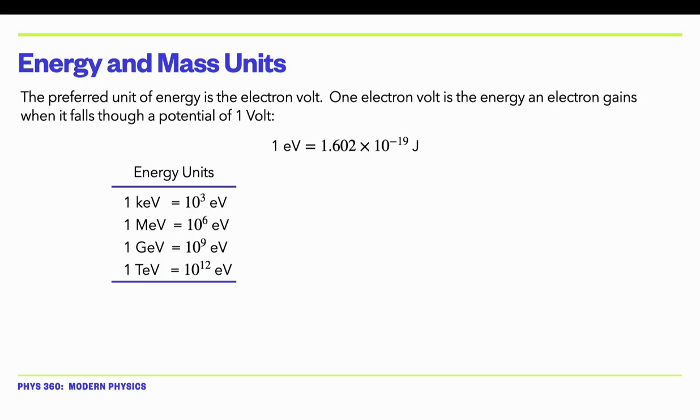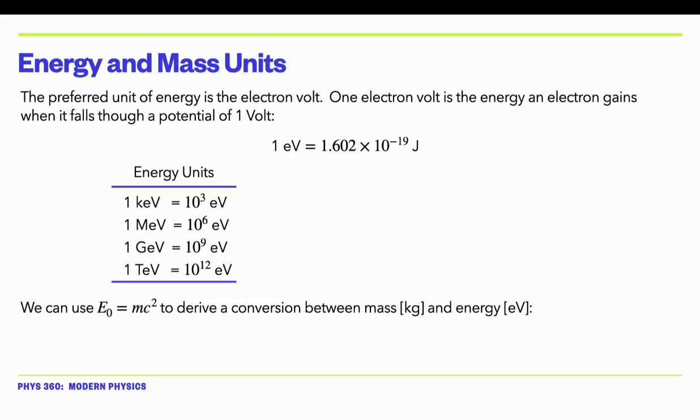When dealing with larger energies than this tiny amount, we can also use kilo electron volts, mega electron volts, giga electron volts, and tera electron volts. These are usually pronounced keV, MeV, GeV, and TeV. And so those range between 1,000 electron volts to 1 trillion electron volts.